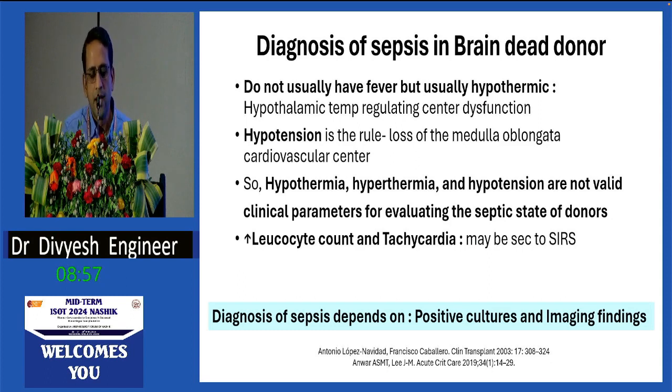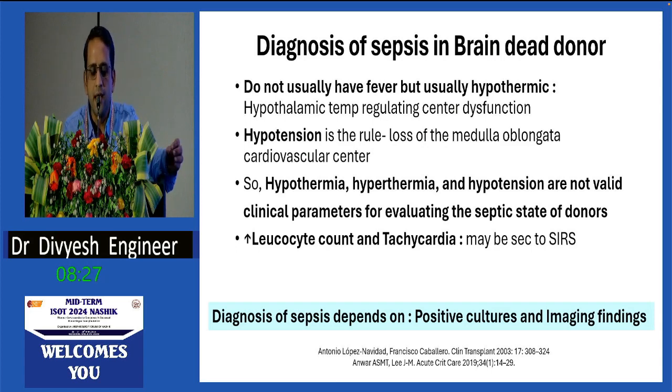Hypotension is a rule, even when there is no sepsis, mainly because of the failure of the vasomotor center in the medulla oblongata. So the typical findings that we use for diagnosis of sepsis, like hypothermia, hyperthermia and hypotension, are not valid clinical parameters for diagnosis of a septic state in these donors. Even leukocytosis and tachycardia don't help because the brain-dead donor may have SIRS, so it is very confusing. So diagnosis of sepsis in such a brain-dead donor mainly depends on positive cultures and imaging findings.